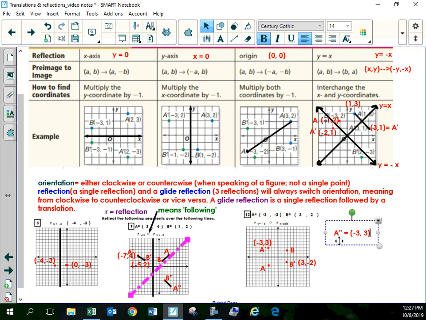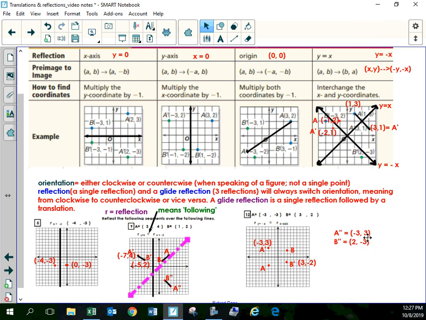I'm just writing them over here to begin with, because then it's easier to go back and plot it on here. And then B double prime equals, again, negative y: the opposite of y is positive 2, and the opposite of x, or negative x, is negative 3. So that tells me now to plot these 2 points, and those become my A double prime, B double prime. Okay, so negative 3, 3. Notice negative 3, 3 is the exact same point as A prime.